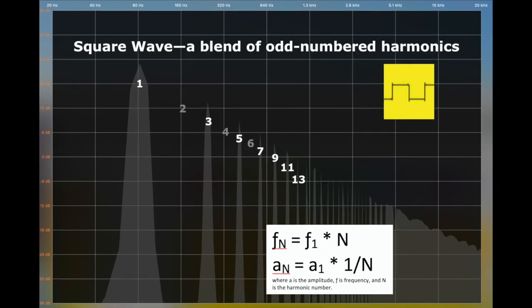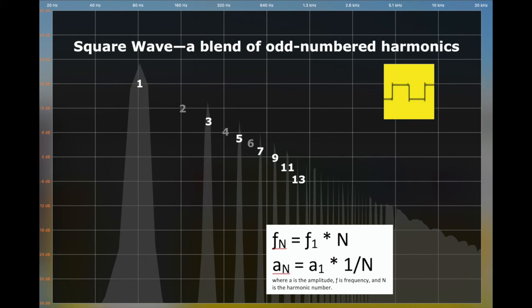In this graph, the square wave, we've done the same thing, but you'll notice that the second, fourth, and the sixth harmonics are absent from the square wave. And in fact, all of the even-numbered harmonics are missing. But we still have the harmonic number being a multiple of the fundamental. So to get the frequency of the third harmonic, you multiply the first harmonic's frequency by 3.